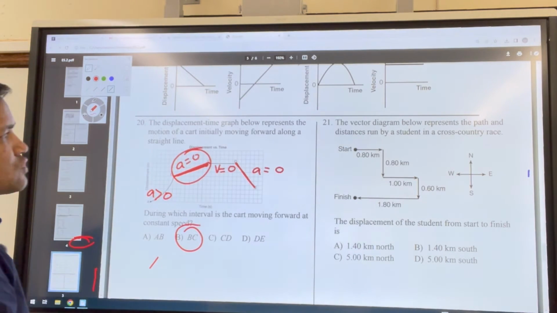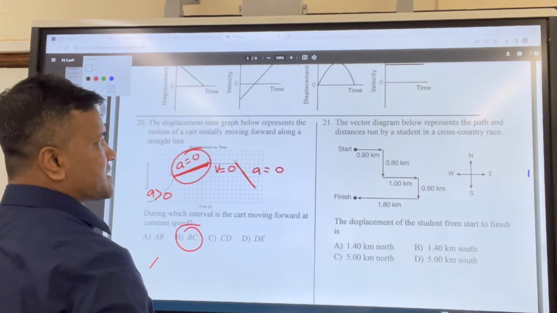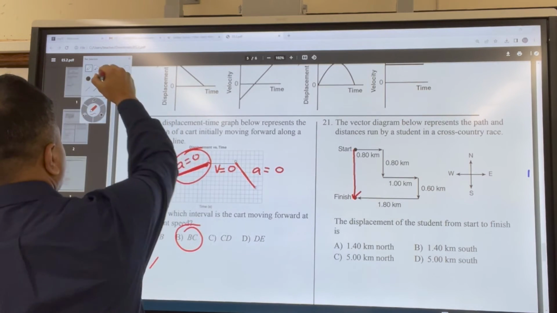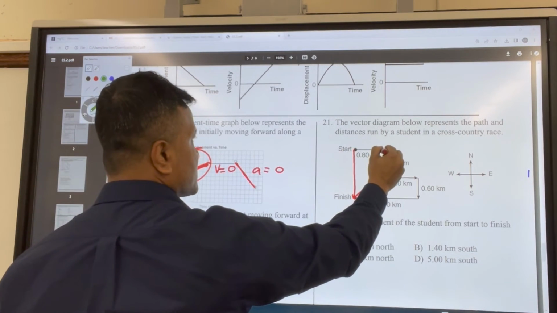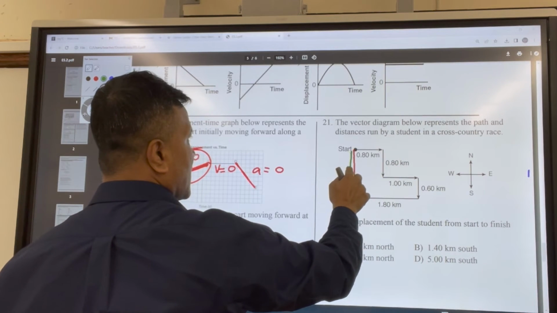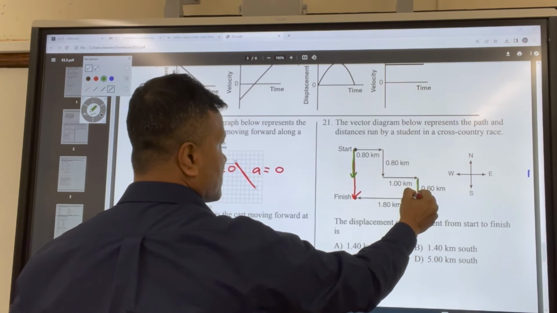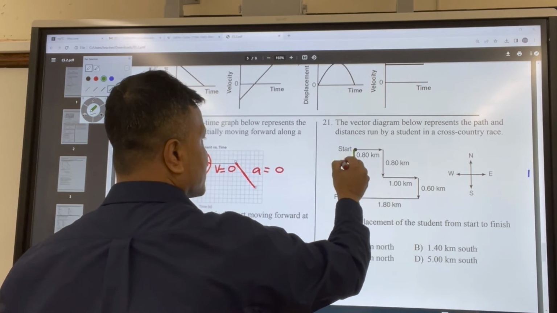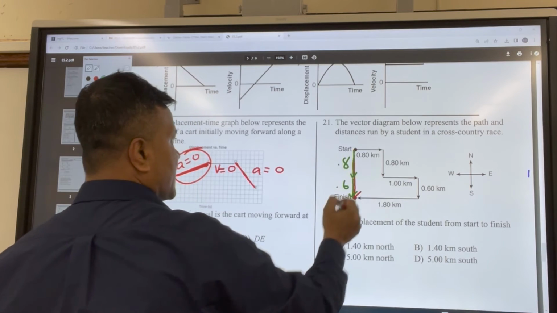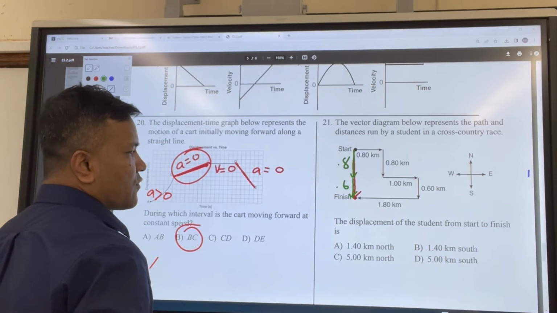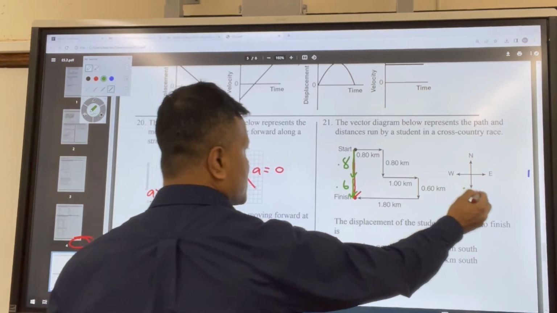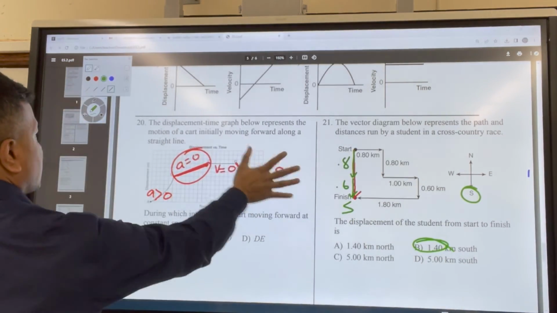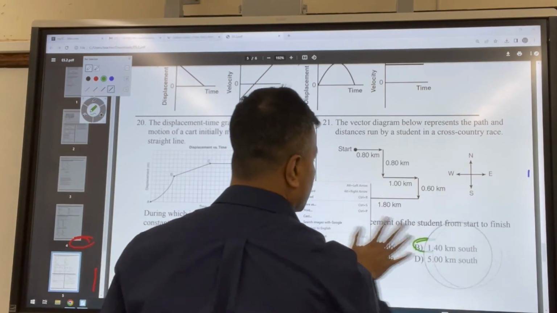All right, that takes us to 21. We want to find the displacement. Displacement is the shortest distance between 2 points. So what is the distance of the red line? The red line would be these two green lines, 0.8 and 0.6. 0.8 plus 0.6 is 1.4. It is 1.4 to the south, because the arrow is to the south. And that takes us to problem number 22.